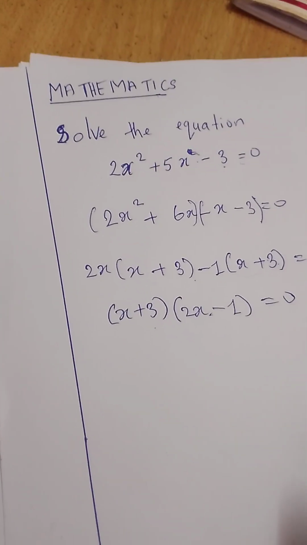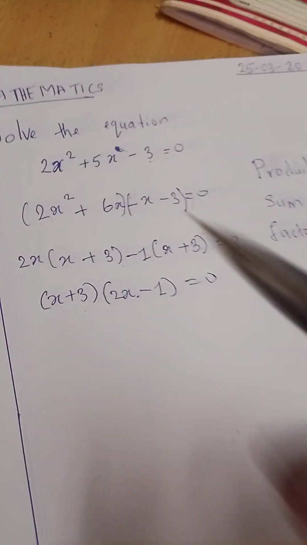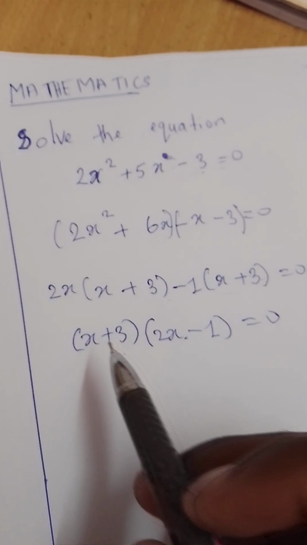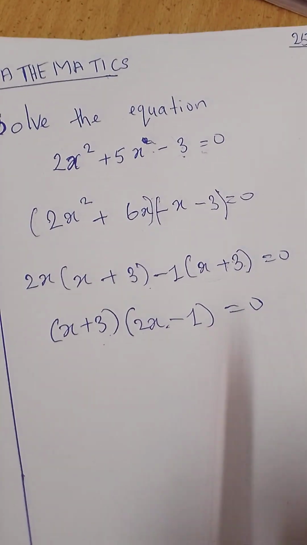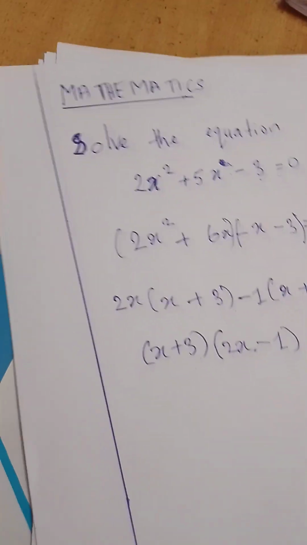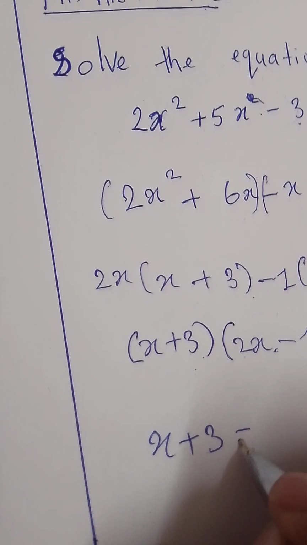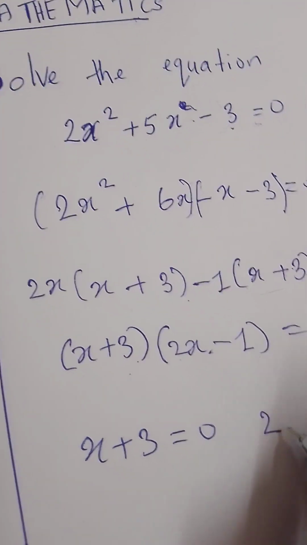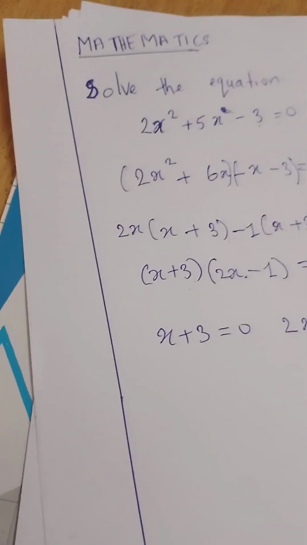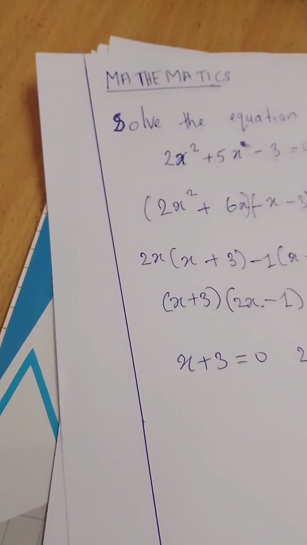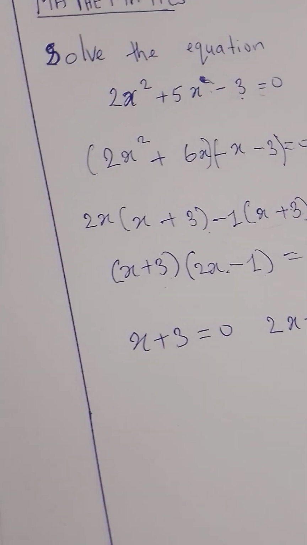Now, we are to look for the value of x. In order for us to look for the value of x, we equate x plus 3 equals to 0, 2x minus 1 equals to 0. Let's move together. X plus 3 equals to 0, 2x minus 1 equals to 0. Now we are solving for x. How can we solve the value of x here?